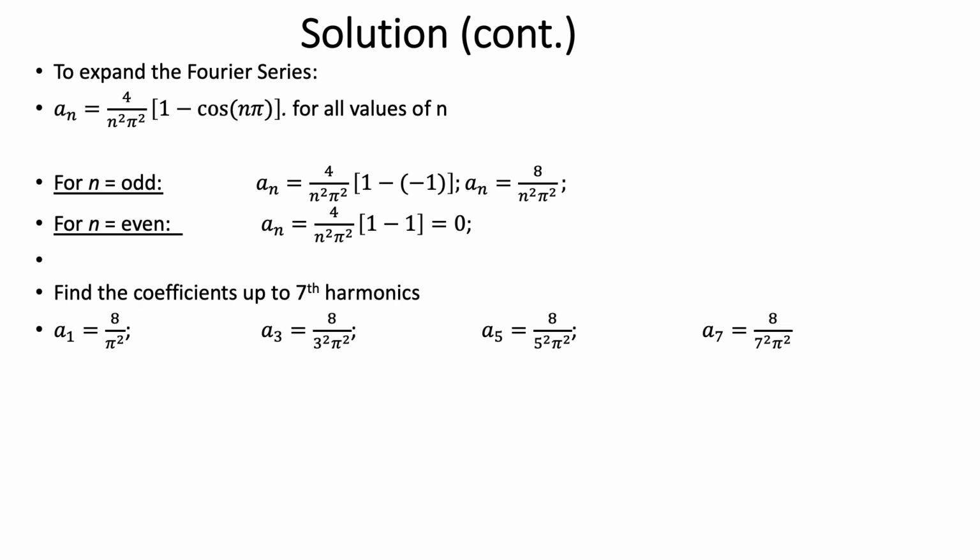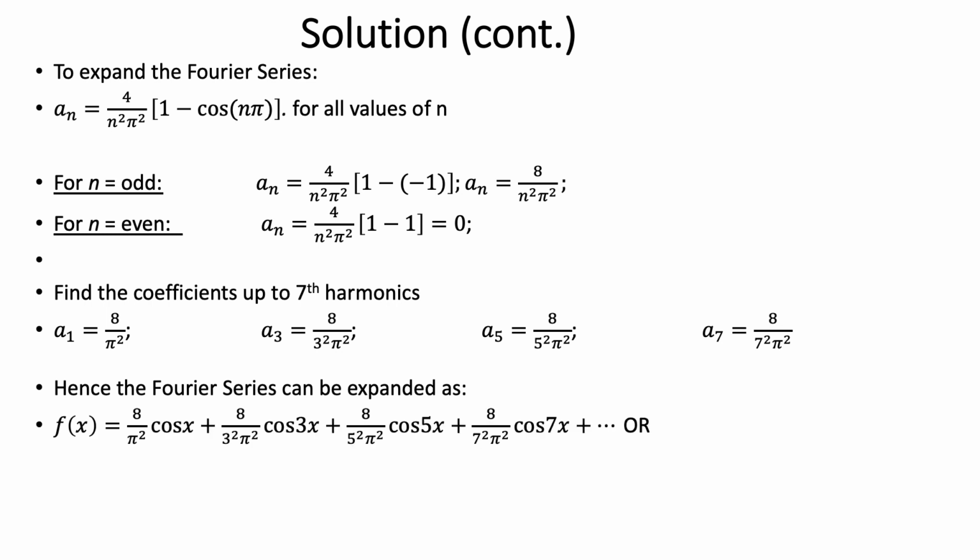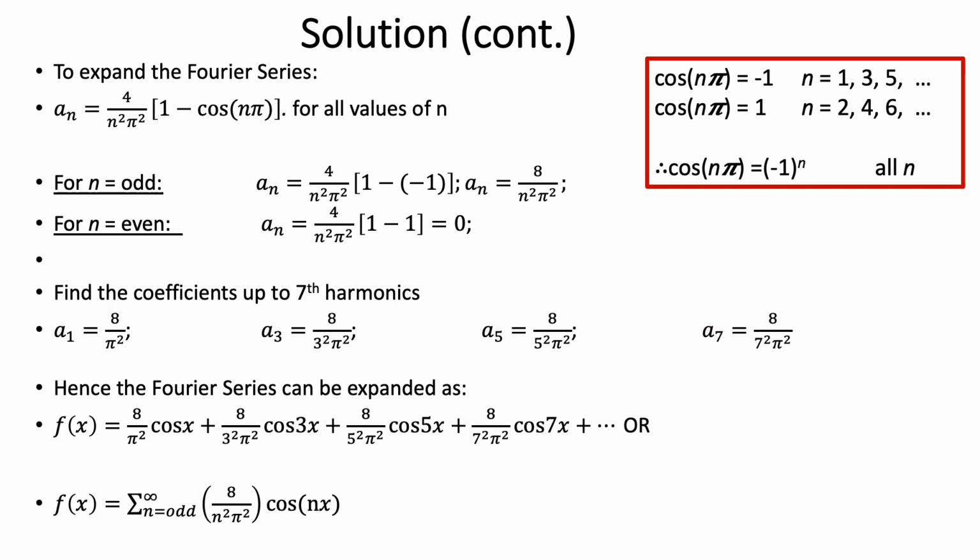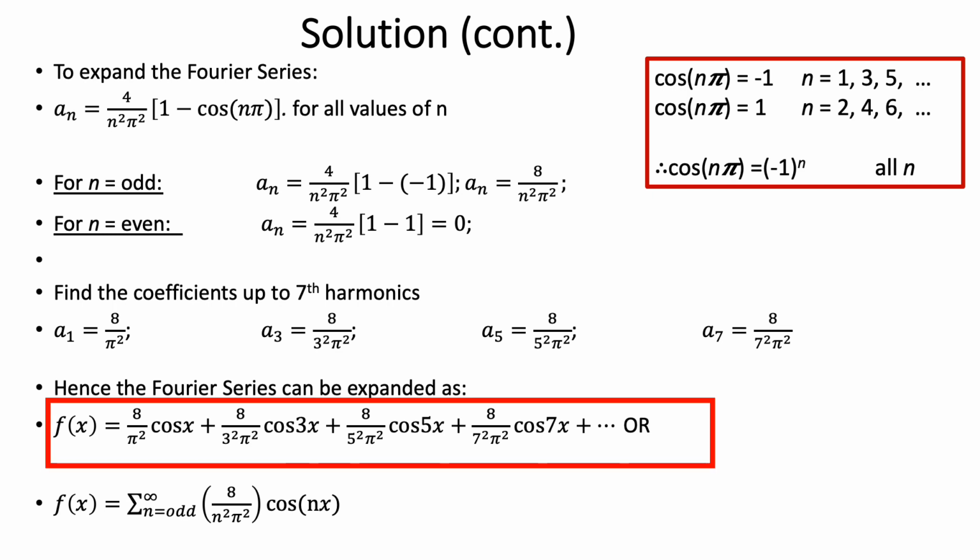So we have our A1 up until A7, and hence the Fourier series can be expanded as f(x) equals 8 over pi squared cos x plus 8 over 3 squared pi squared cos 3x plus 8 over 5 squared pi squared cos 5x plus 8 over 7 squared pi squared cos 7x plus triple dot. Or we can summarize as f(x) equals the summation for n odd up to infinity of 8 over n squared pi squared cos nx.